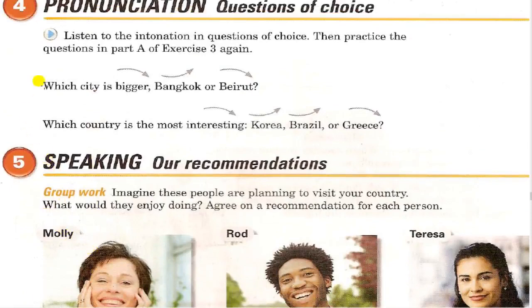Exercise number 4, pronunciation. Questions of choice. Listen to the intonation in questions of choice, then practice the questions in part A of exercise 3 again. So here we have questions of choice. You choose between 2 or 3 things, so we use or. A or B, A, B or C. Listen.